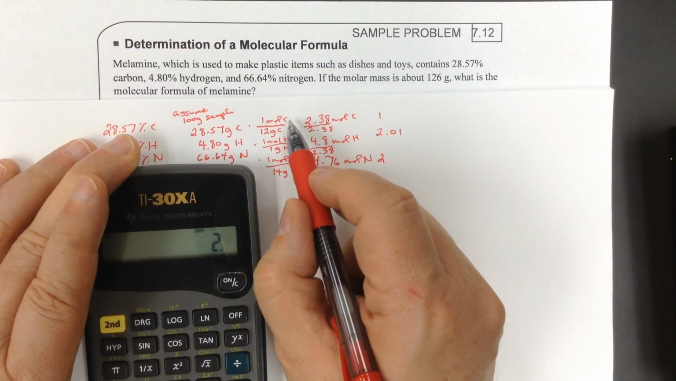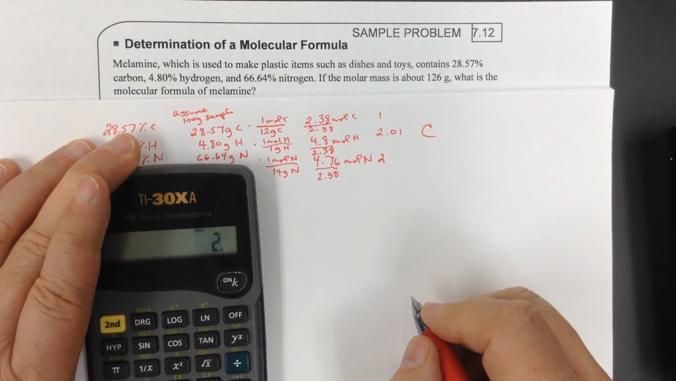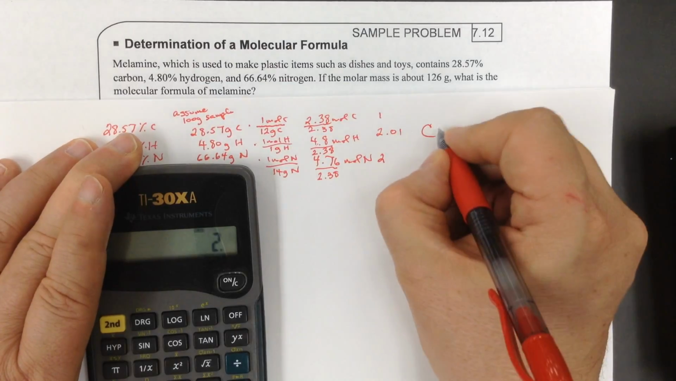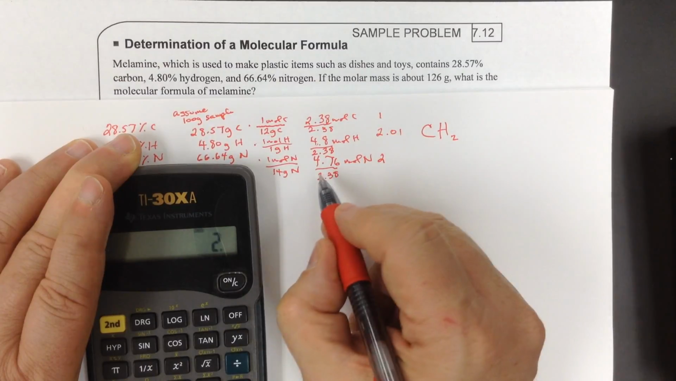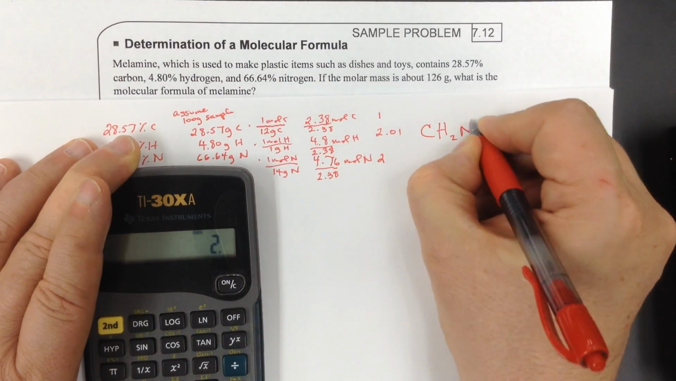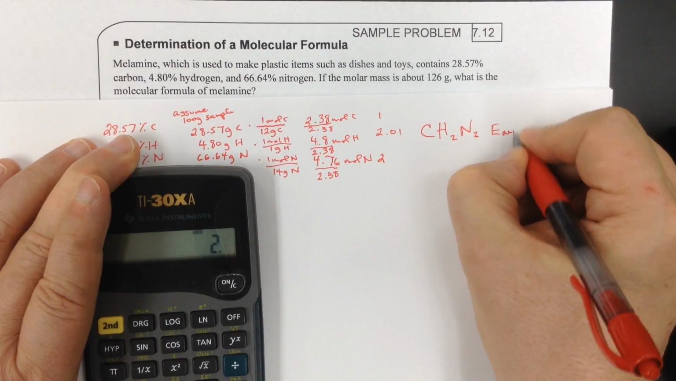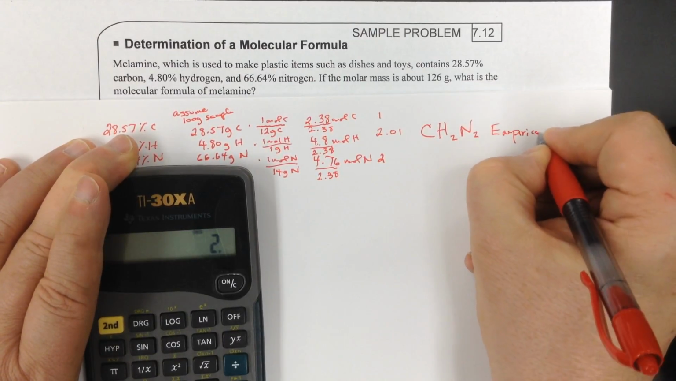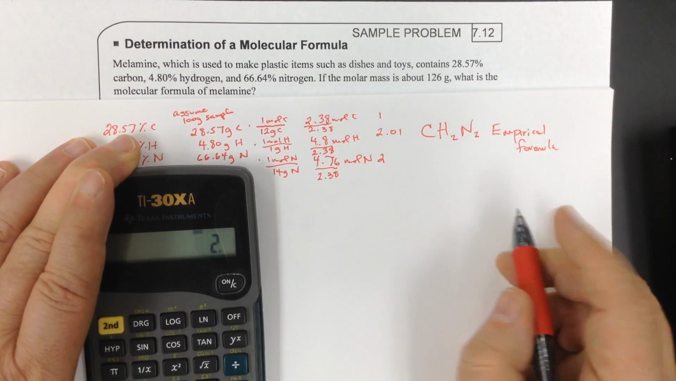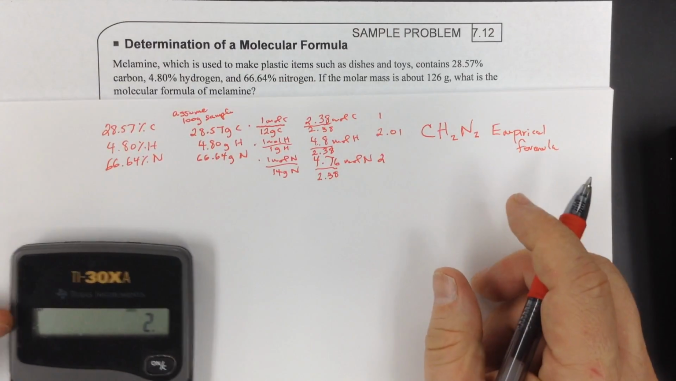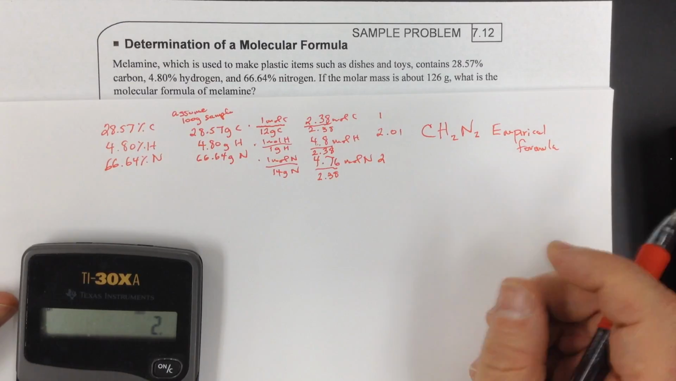Now the 1 was carbon, and you don't need a 1 subscript. You just leave it as C. H is next, and it's 2. The next one is nitrogen, and nitrogen is also 2. This is called the empirical formula. The empirical formula is not the formula of the molecule the way that melamine actually exists, but it's the smallest ratio of elements within melamine.